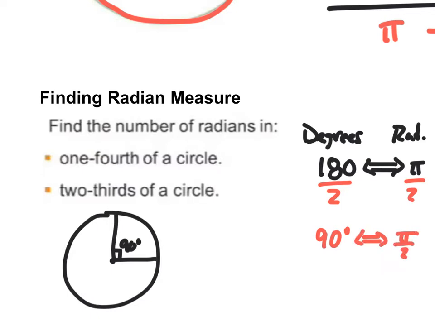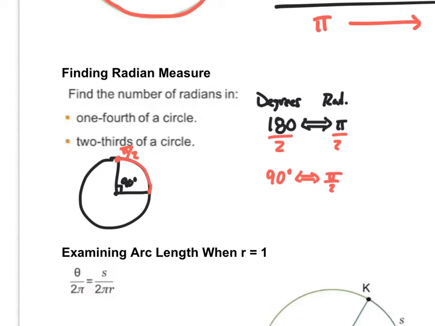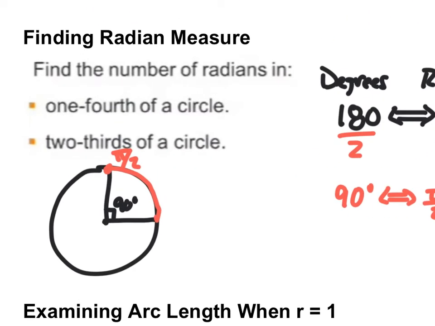So this arc length here in radians is going to be pi over 2. Pi over 2 radians. So what about 2/3 of a circle? Let's use what we already know about degrees and radians. Let's think about the degree measure being 360 degrees, and my radian measure being 2 pi radians.